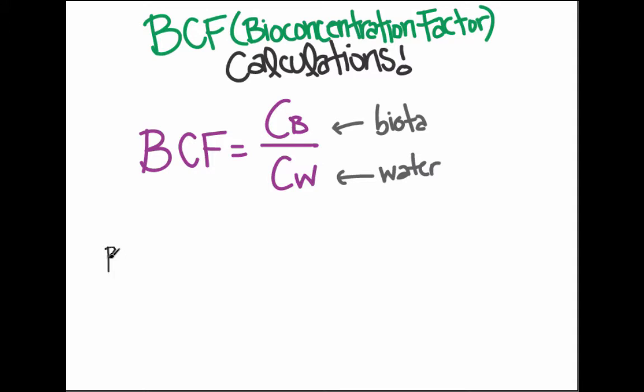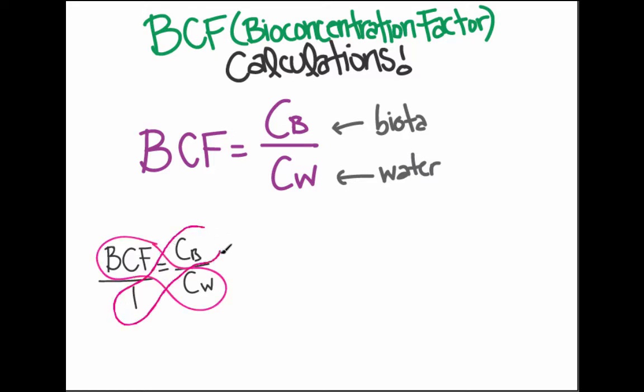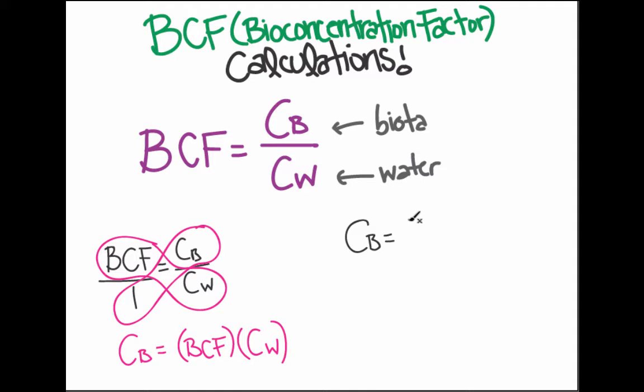Let's start with our initial equation of BCF is equal to CB over CW. We know that BCF is really BCF over 1. Now what we're going to do is we can cross multiply. We can multiply BCF by CW and then multiply CB by 1. That will give us CB is equal to BCF times CW. And there's our first equation that's rearranged. If we work with that equation, CB is equal to BCF times CW.